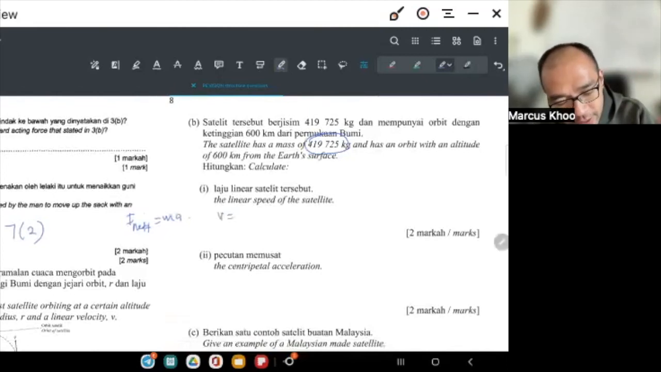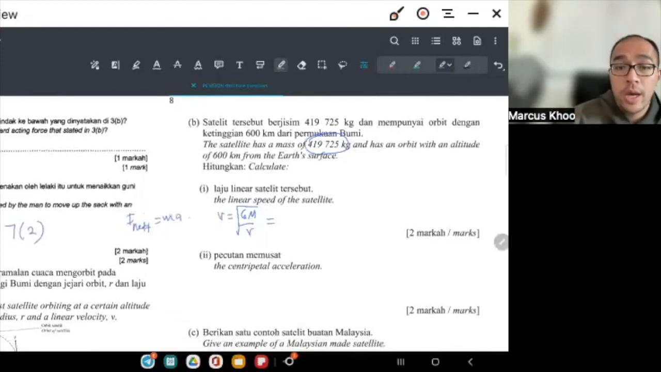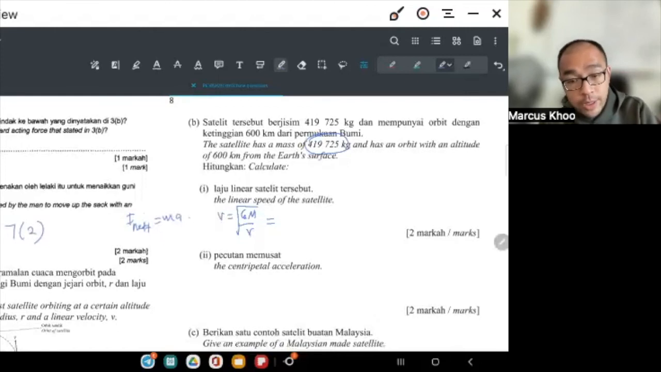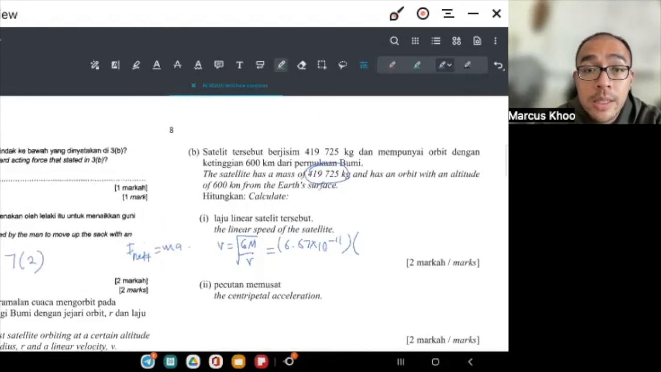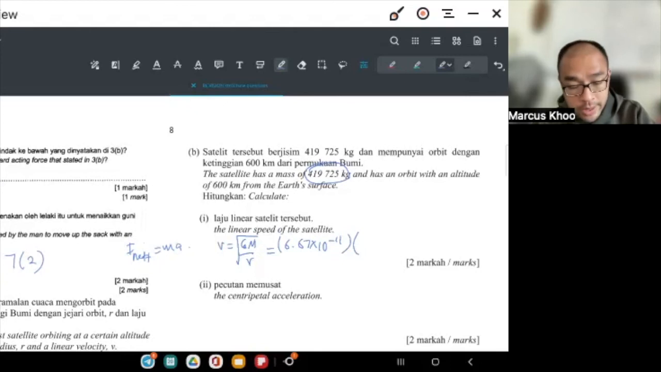So this is V equals the square root of GM over R. This is where you will have to have all of these values. G is 6.67 times 10 to the negative 11. The mass of the Earth, I don't think they give it here, but they will probably give it. The mass of the Earth is actually 6 times 10 to the power of 24.